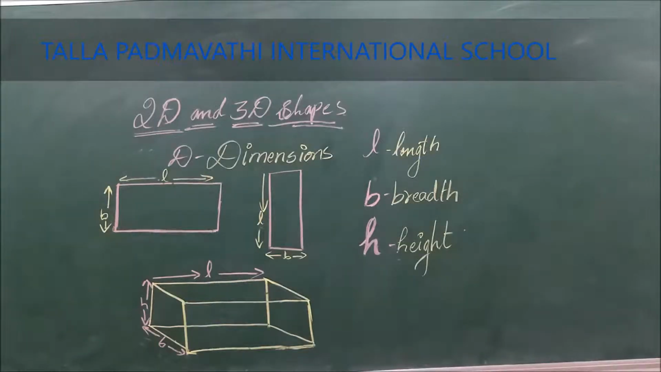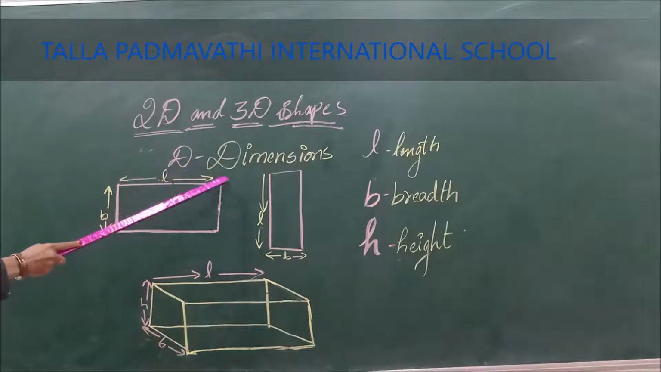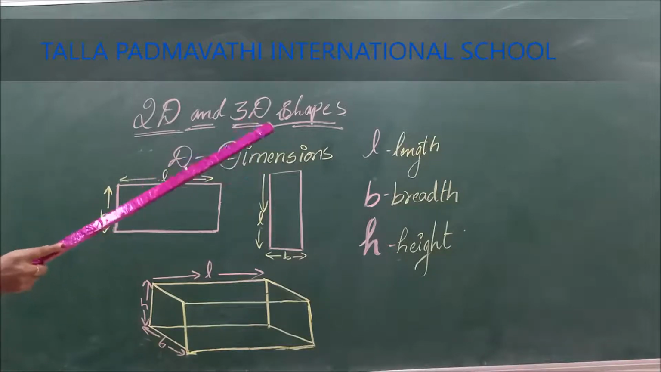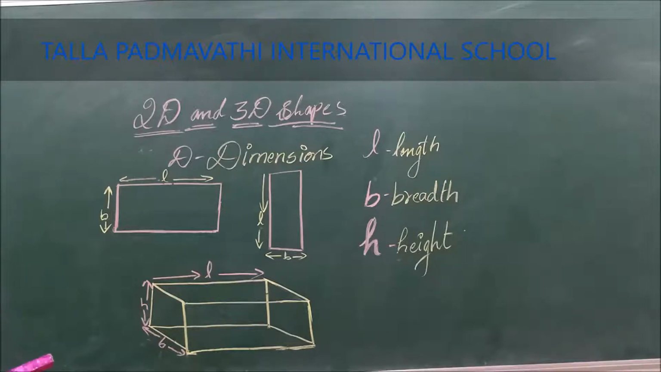So now we are going to learn about 2D and 3D shapes. What is the major difference between 2D and 3D? What does D stand for? D stands for dimension. And what do you mean by dimension? Dimension is a measure of length, breadth and height. I repeat, dimension is the measure of length, breadth and height. So, in 2D shapes, the dimension is 2 and in 3D shapes, the dimension is 3.